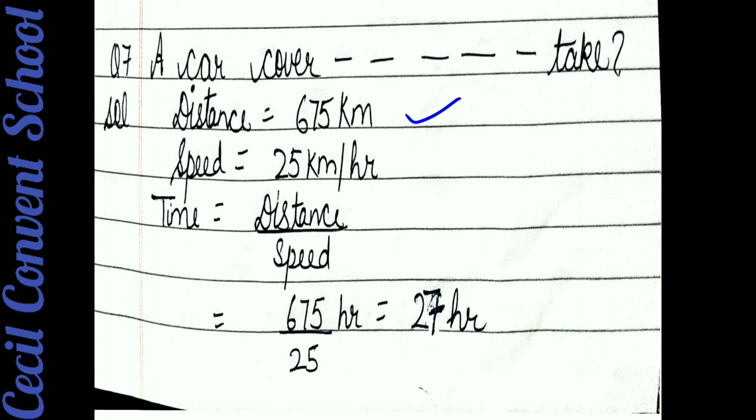Distance is equal to 675 km. Speed is equal to 25 km per hour. Now time formula is distance upon speed. Now 675 you have to divide by 25.